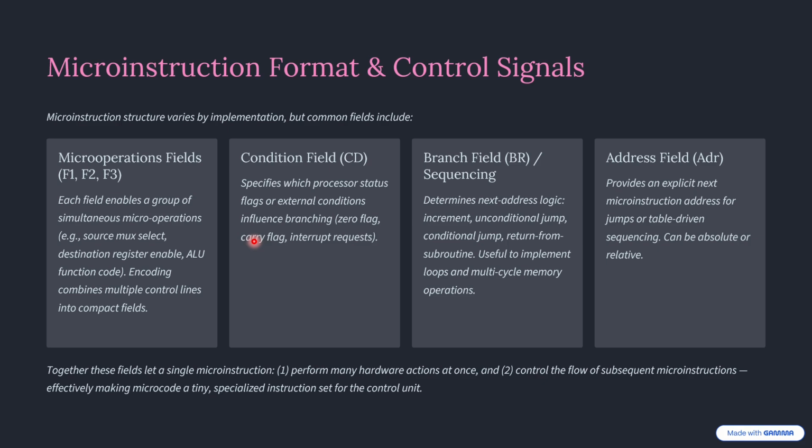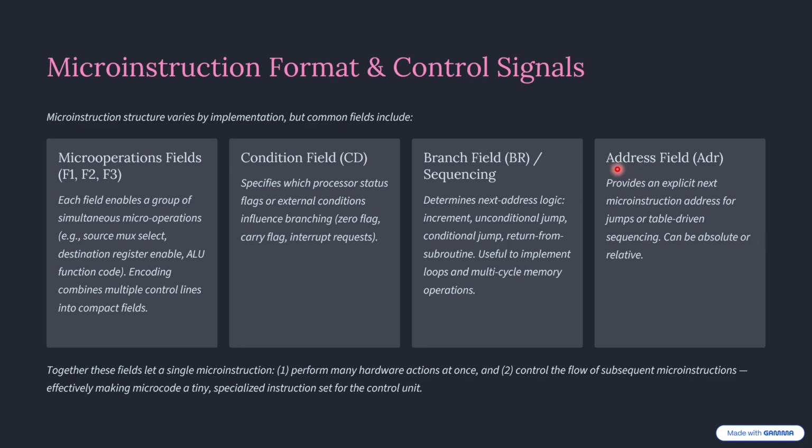The next thing is conditional fields. They specify which processor status flags or external conditions influence branching: zero flag, carry flag, interrupt request. And the next thing is the branch field, BR, or sequencing. It determines the next address logic: increment, unconditional jump, conditional jump, return from subroutine, useful to implement loops and multi-cycle memory operations.